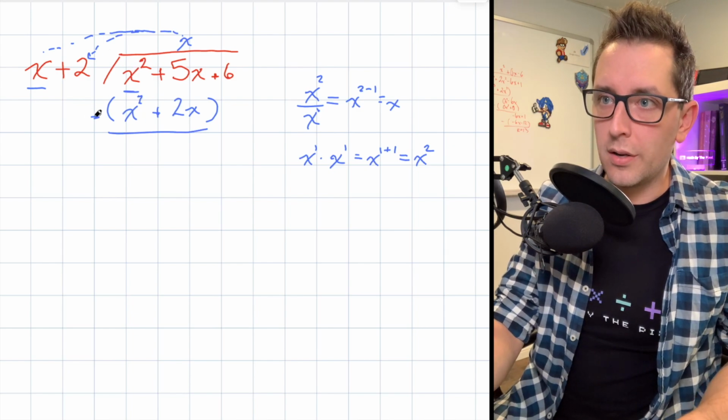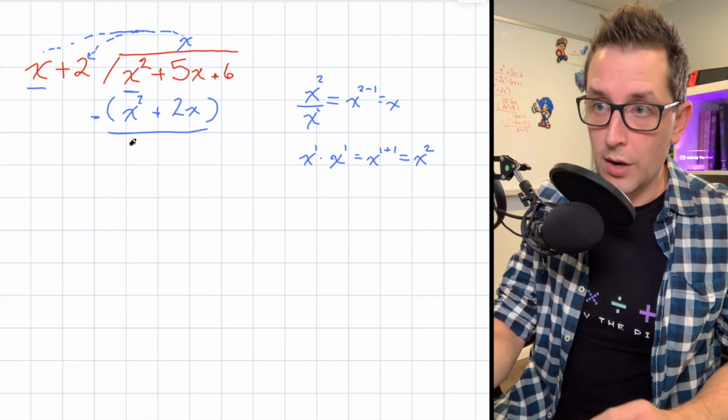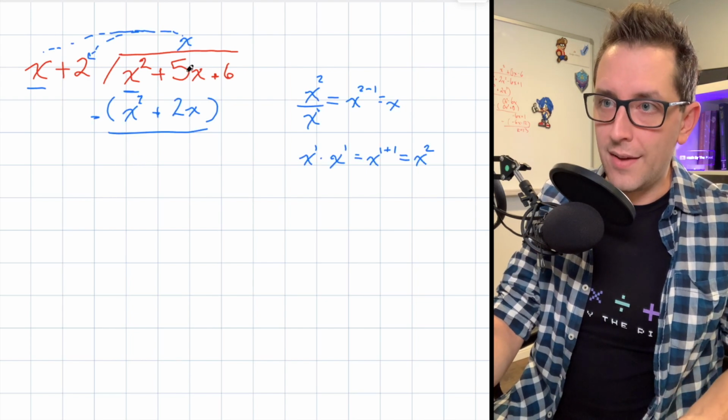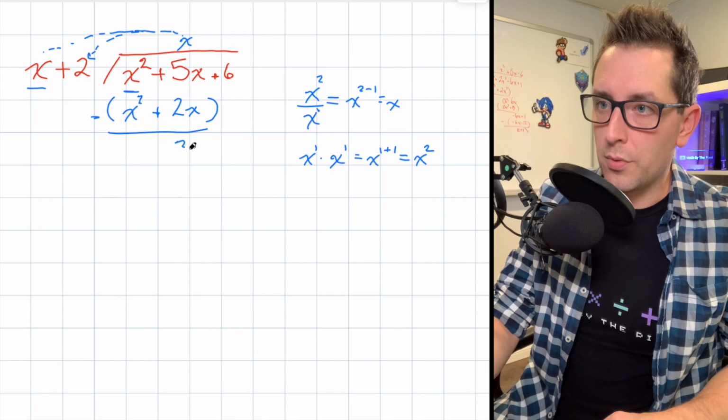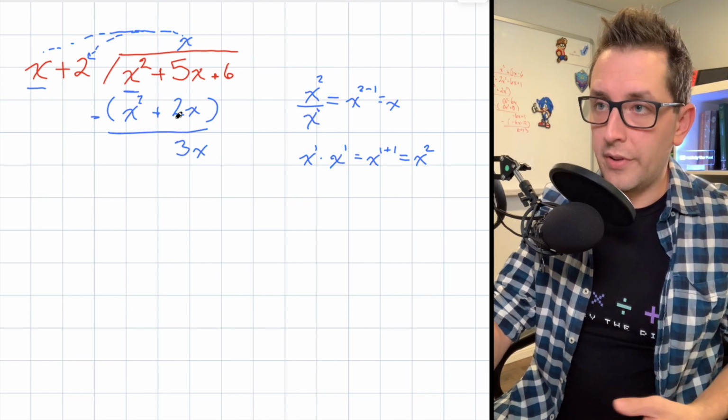So I've got x squared minus x squared. That's just 0x squared, so I'm not going to write anything here. I've got 5x, and I'm going to subtract 2x. That's just going to be 3x. All right, so that's the end of this third step, and you can see I'm out of terms.